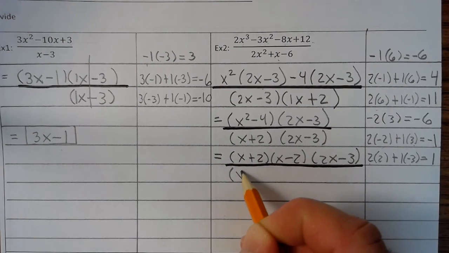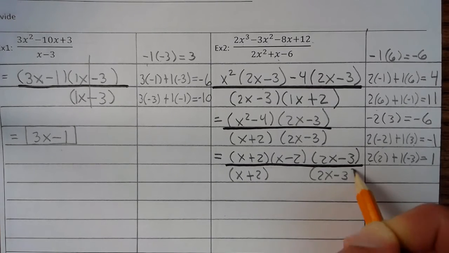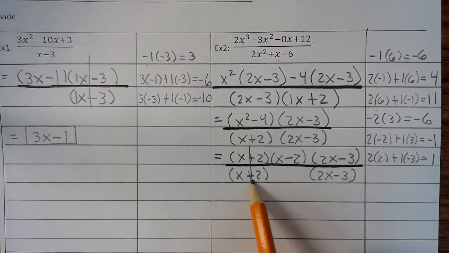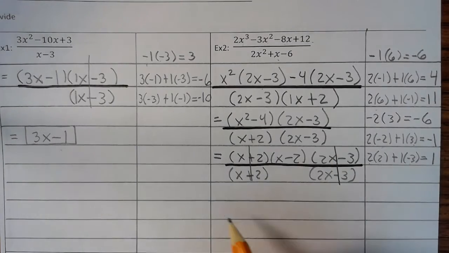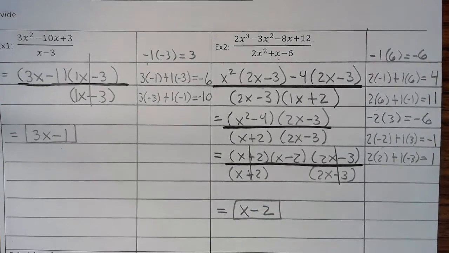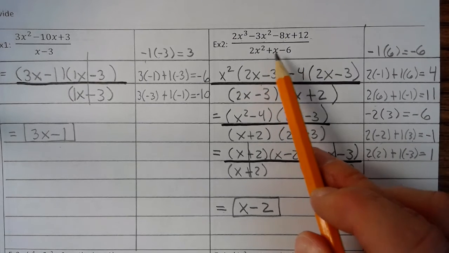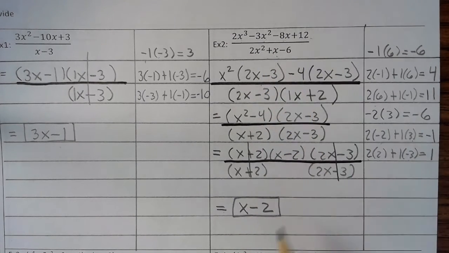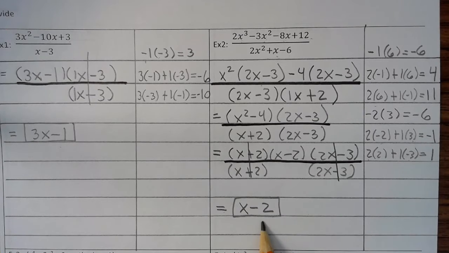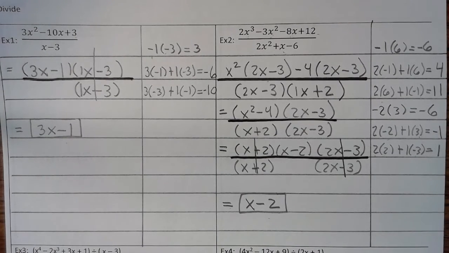I'm going to put the x plus 2 here and the 2x minus 3 here. And the reason being is we know that this divides and becomes 1, this divides and becomes 1, and you're left with x minus 2. So now you know that 2x cubed minus 3x squared minus 8x plus 12 divided by 2x squared plus x minus 6 simplifies when dividing by using factoring as x minus 2. If you would finish up example 1 and 2.